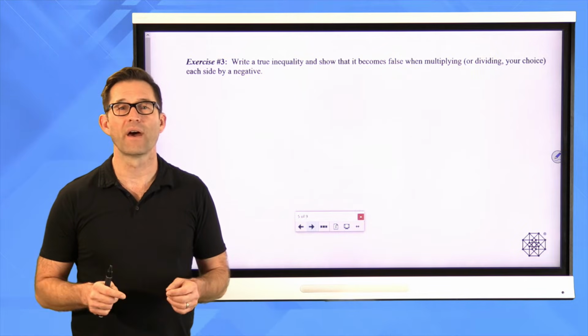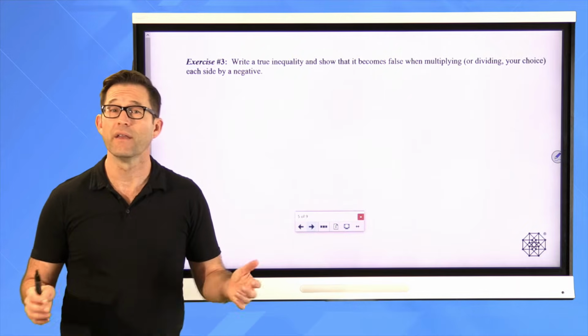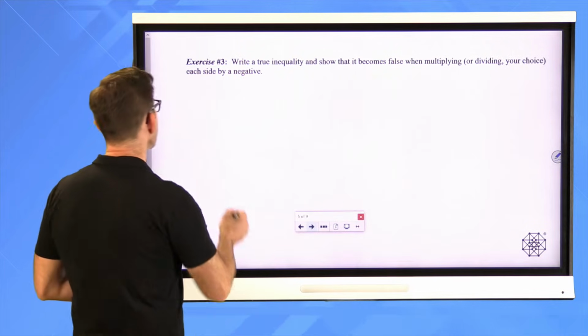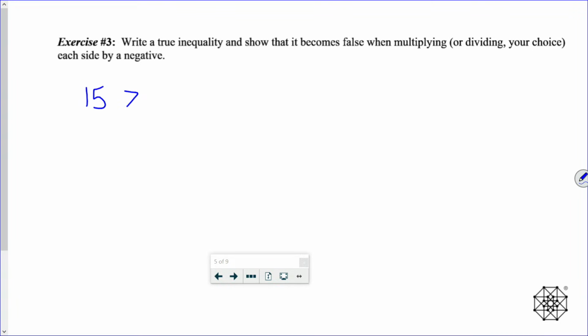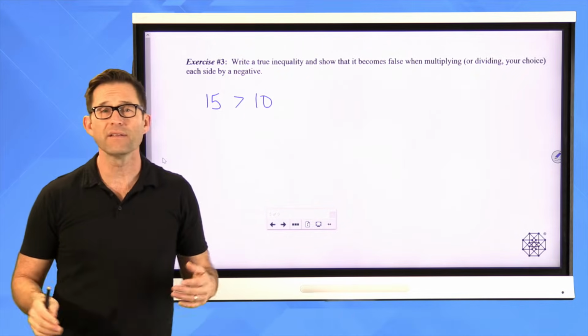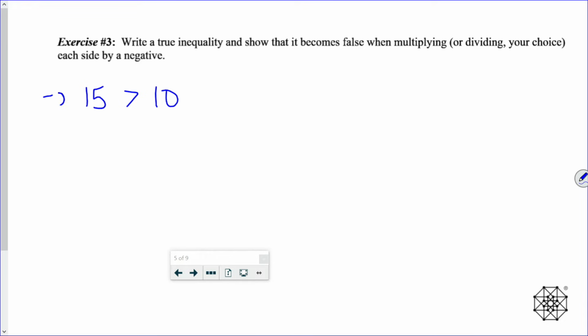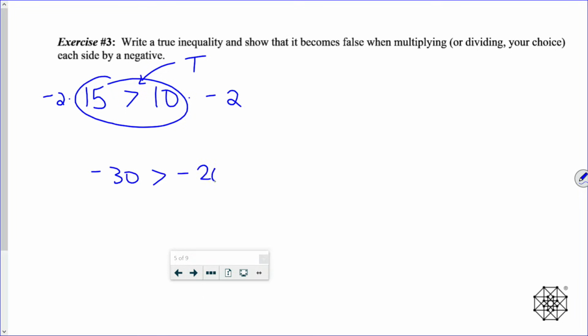This is a great problem to compare with your friends because, again, if you're truly doing it independently, you could be all over the place, right? For instance, you could go to something simple, like let's say 15 is greater than 10, right? Definitely a true inequality. 15 is greater than 10. Now let's say I multiplied both sides by -2. So I do -2 here times -2 here. So this original inequality was true. Then I multiply them both. I get -30 is greater than -20, and that is certainly now false.